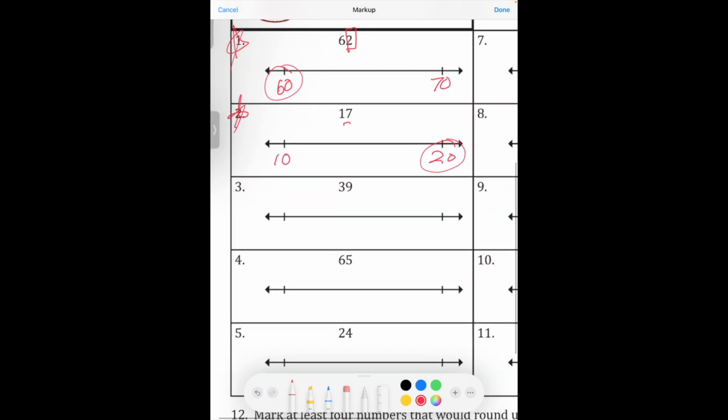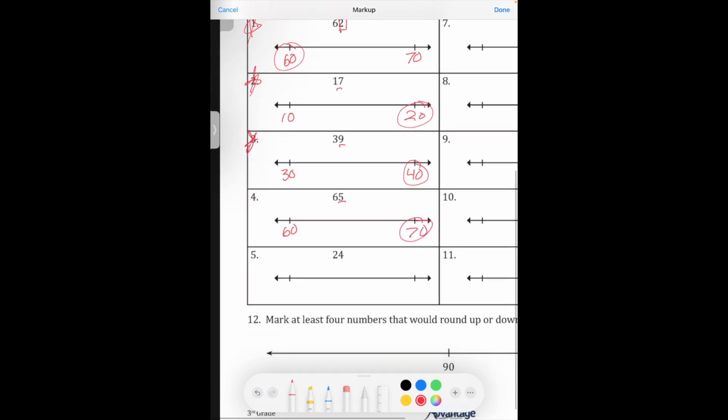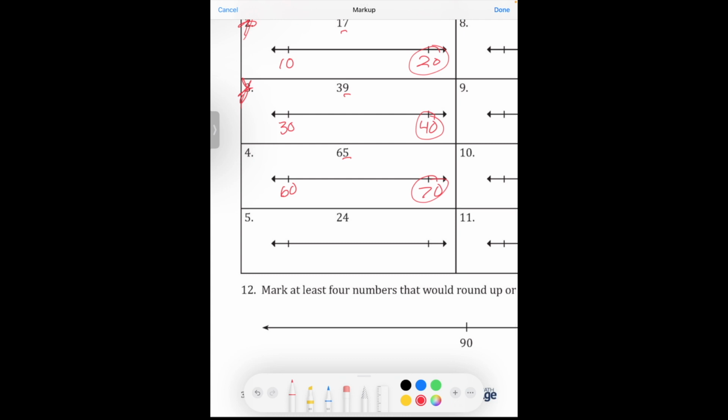Number 3, 39 is either 40 or 30. 5 and above, give it a shove. 65, either down to 60 or up to 70. Well, 5 and above, give it a shove. 24, 20, or 30. 5 and above, or 4 or less, give it a rest.